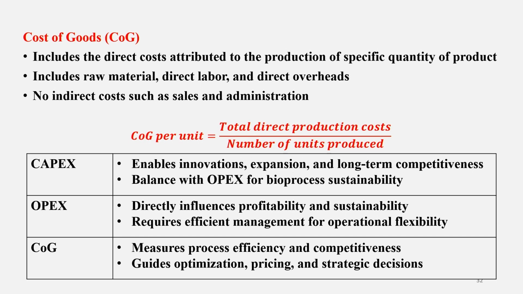So, we have already discussed the cost of goods. It is the total direct production cost divided by the number of units produced, and you just see this capex includes the capital investment, and this is the operating investment. So, it directly influences the profitability and sustainability, and COG measures the process efficiency and competitiveness, and it guides the optimization, pricing and strategic decisions.